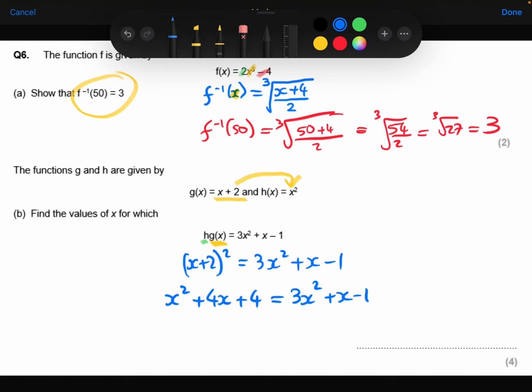We are now going to subtract x squared from both sides. We're going to subtract 4x from both sides. And subtract the 4 from both sides. So the left-hand side is just 0 now. The right-hand side is 2x squared minus 3x minus 5. We're then going to factorise that.